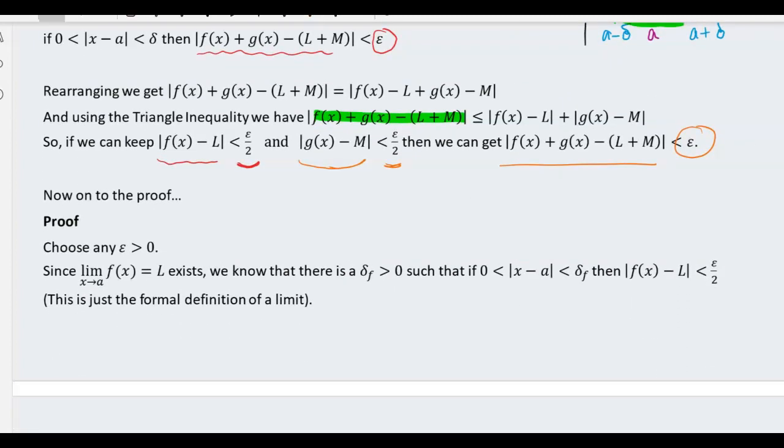So now we go to the proof. We're going to choose epsilon to be any number greater than 0, no matter how small it is. We know that the limit of f exists. And because of that, there is a delta. I'm calling it delta sub f, just to denote that it's the delta related to the function f. We know that there is some delta that exists so that if we choose x values around A that are within a particular neighborhood, it'll lead to output values that are also within a particular neighborhood. This is restating the formal definition of the limit that we talked about in the last section.